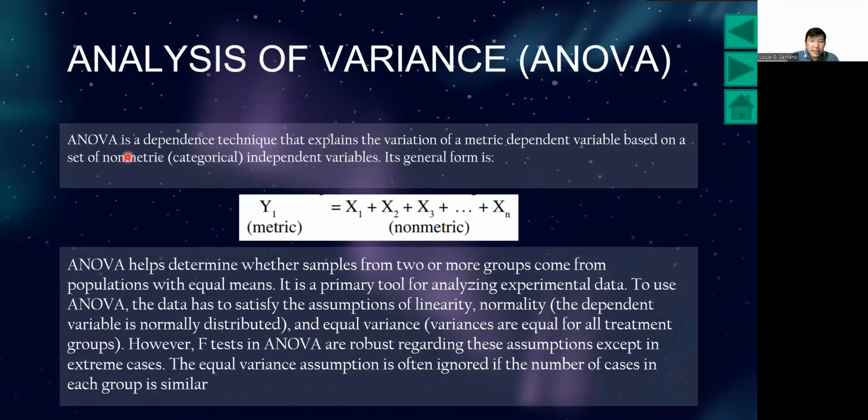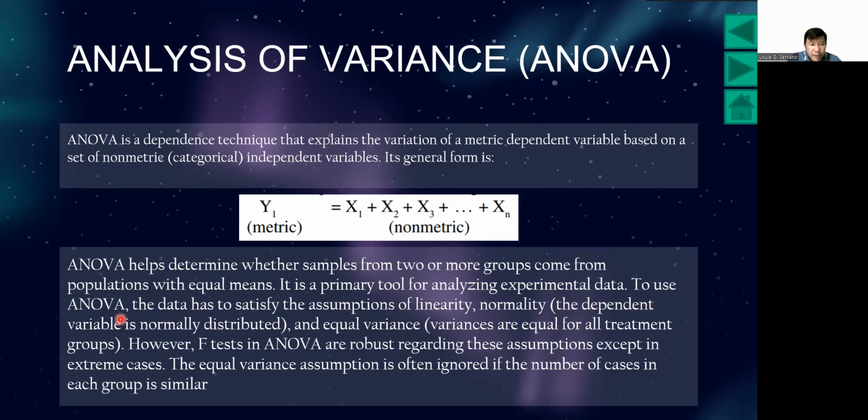So, ANOVA, or analysis of variance. ANOVA is a dependence technique that explains the variation of a metric dependent variable based on a set of non-metric or categorical independent variables. Its general form is, ito yun, yung Y sub 1 is yung metric, and then yung non-metric, ito yung mga X sub 1 plus X sub 2 plus X sub 3 plus so on up to X sub n. ANOVA helps determine whether samples from two or more groups come from populations with equal means. It is a primary tool for analyzing experimental data.